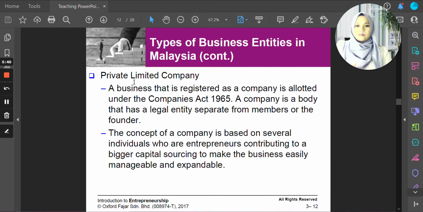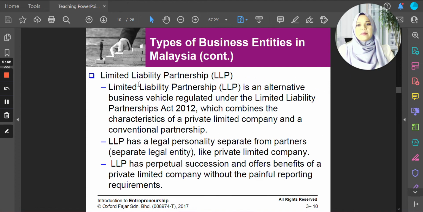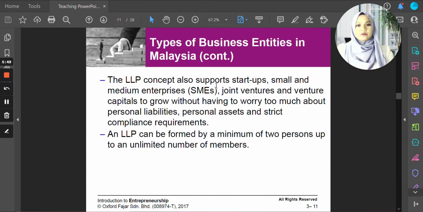Okay, sorry, PLC, like the private limited company, right? And then what else here? Okay, next, the LLP concept also supports the startup business and also these SMEs, right? You can also have joint ventures and venture capitals to grow without having to worry too much about your personal liabilities, personal assets, and strict compliance requirements, like in a private limited company. And an LLP can be formed by a minimum of 2 up to an unlimited number of members.